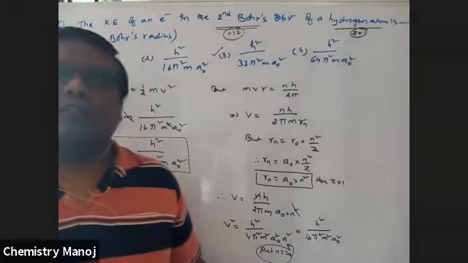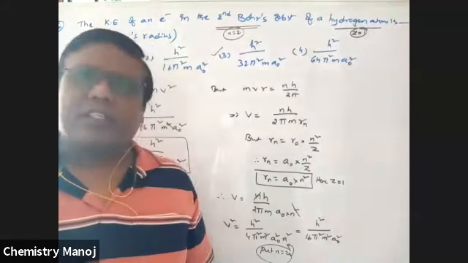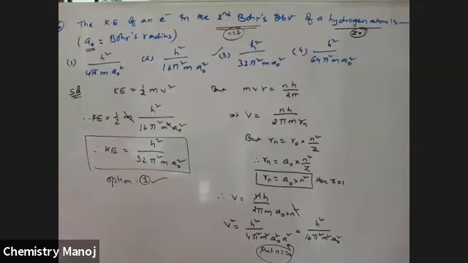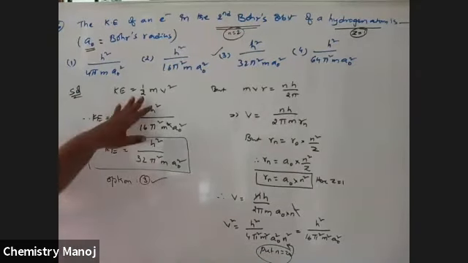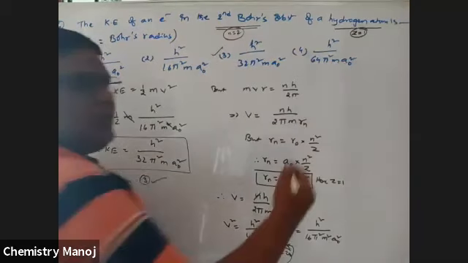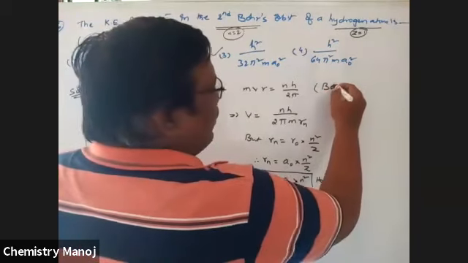Easy or difficult? Easy indeed. That's enough for you. Okay. So in this question, we want to calculate kinetic energy. But we know mvr is equal to nh by 2 pi. It is nothing but Bohr's quantum condition.